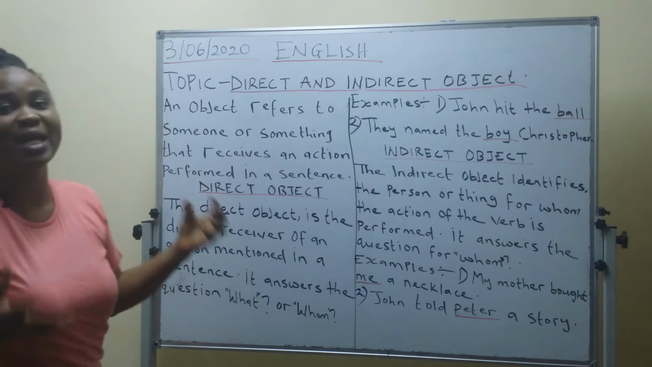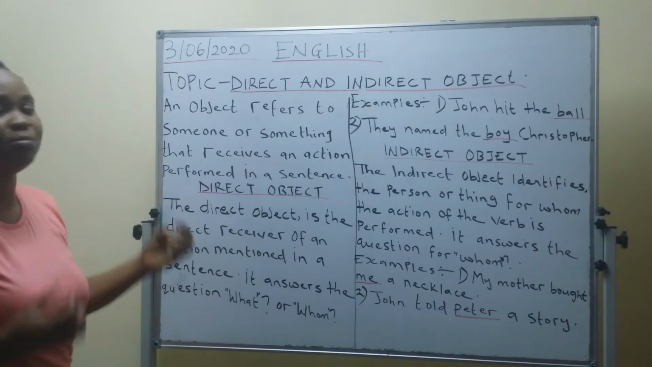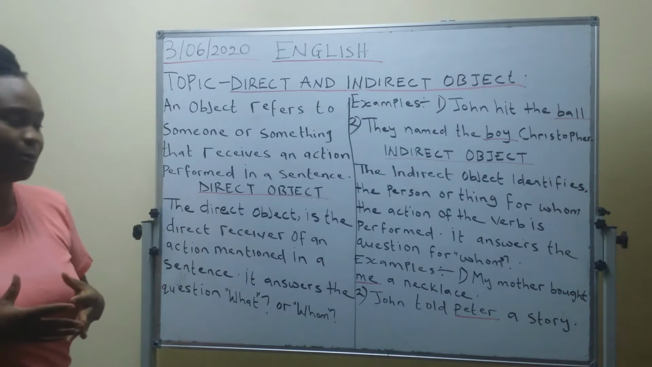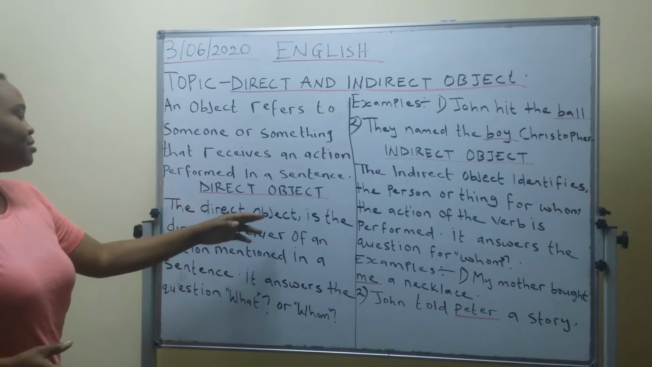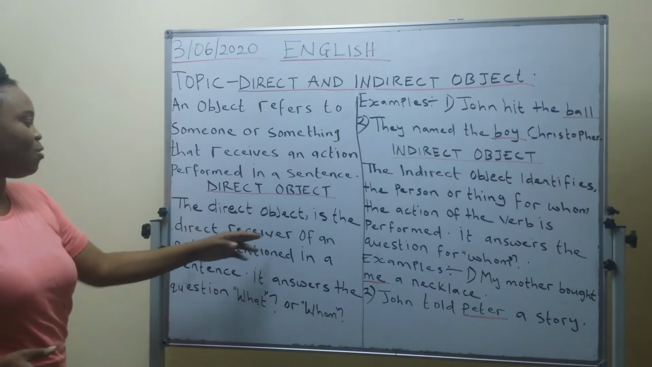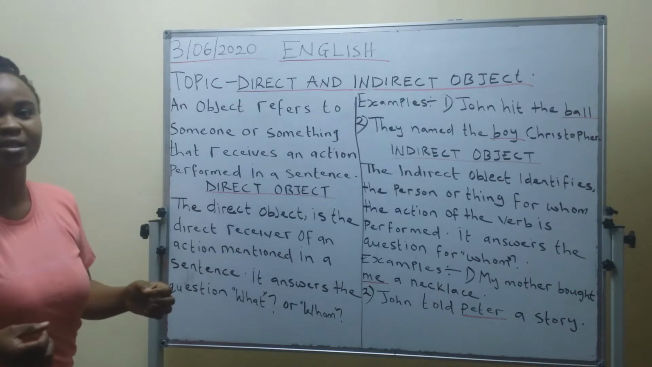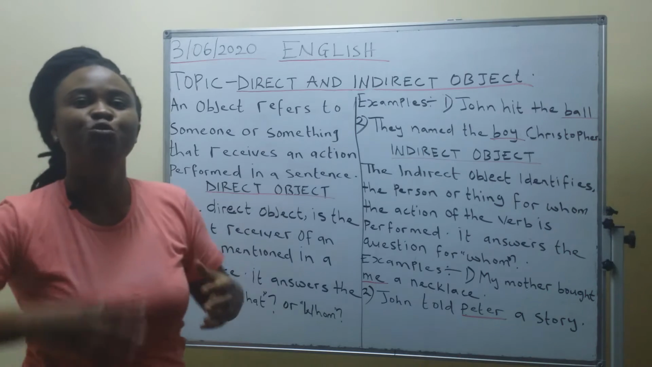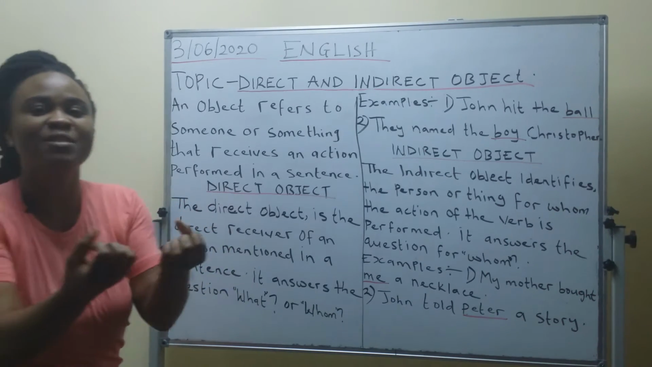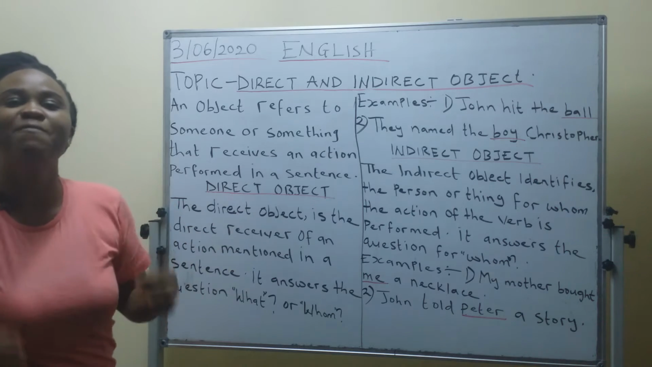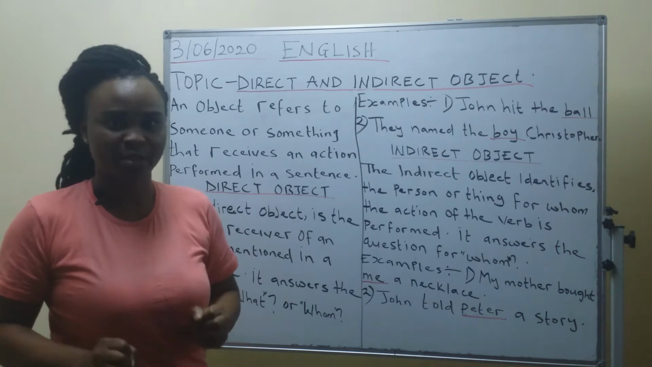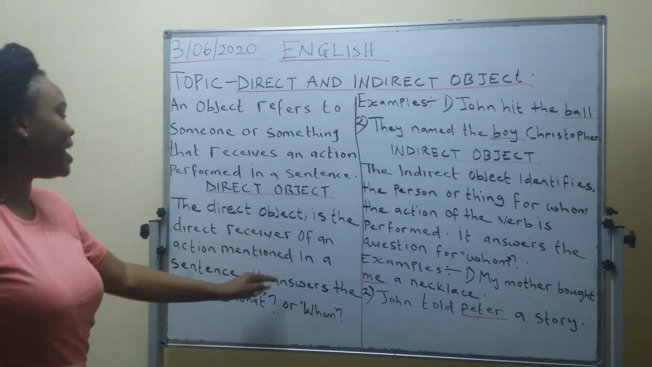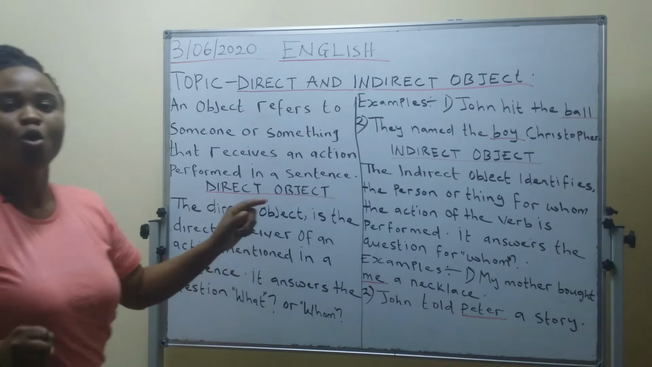Then we have two types of object, that is direct object and indirect object. What is a direct object? Now listen very well. The direct object is the direct receiver of an action mentioned in a sentence. A direct object receives directly in a sentence. It doesn't receive through anybody or anything. It receives the action directly. The action is performed directly for that particular object.